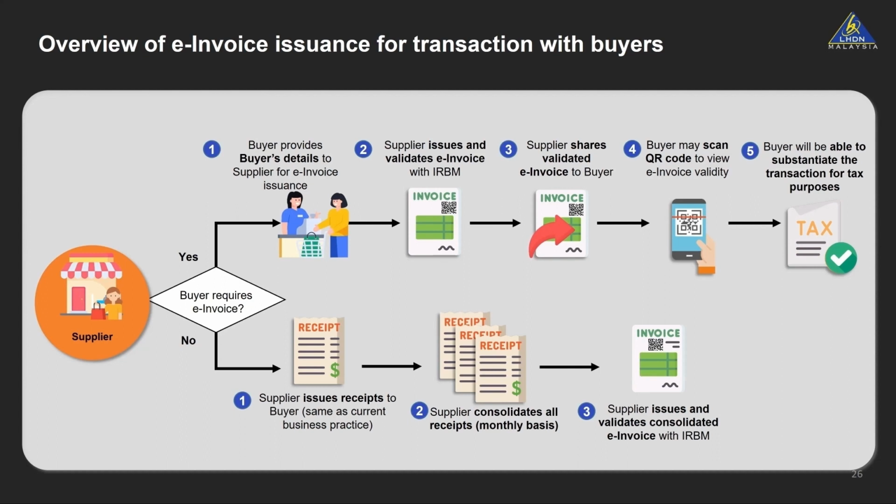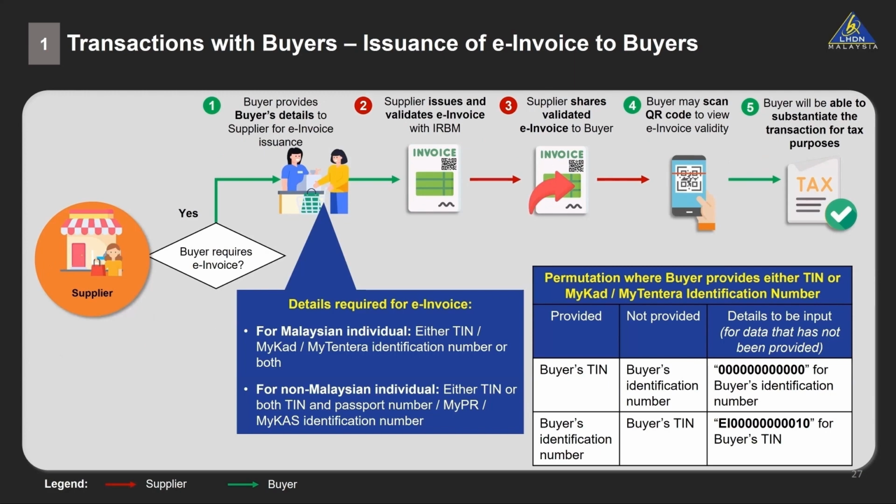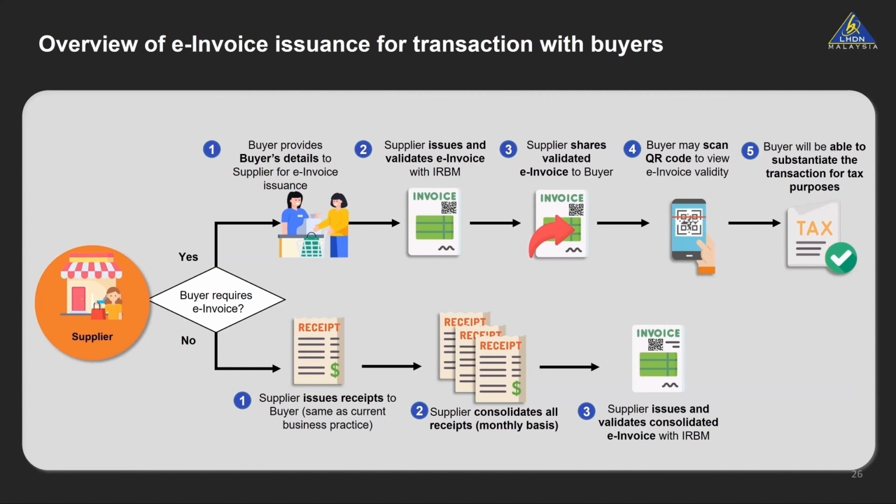Okay. Untuk senario yang kedua, kalau kata pembeli tidak memerlukan e-invoice, the supplier may issue a standard receipt, bill or invoice to the buyer, praktis yang sama macam bisnes sekarang. So the supplier will then need to consolidate all receipts, bills and invoices and submit a consolidated e-invoice monthly to LHDN for validation purpose. Okay, mana yang tak memerlukan e-invoice, supplier kena buat consolidated e-invoice secara bulanan kepada LHDN for validation purpose.